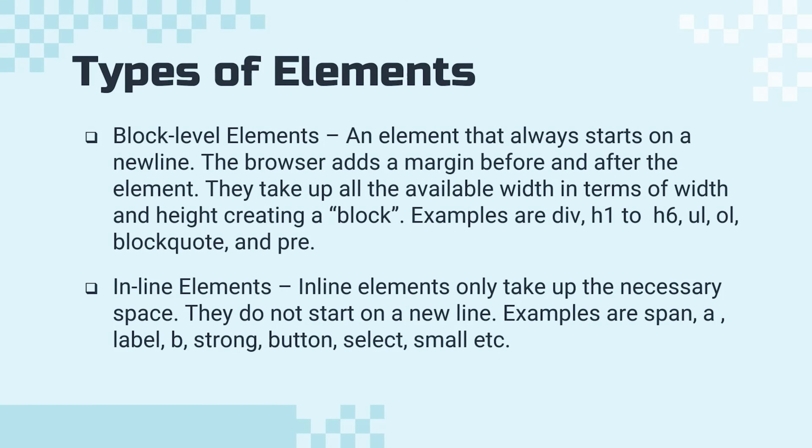Now, block level elements are elements that always start on a new line or have a line break at the top and at the bottom, or a margin before and after the element. Block elements often take up the available space, and some examples are div, the heading tags, unordered lists, blockquote, and pre. Let's get into Visual Studio Code to see what I mean.